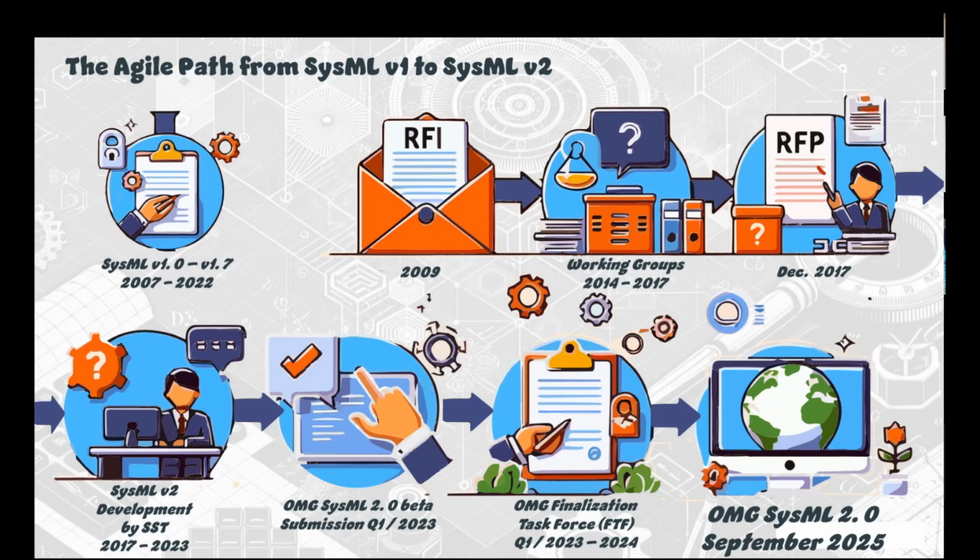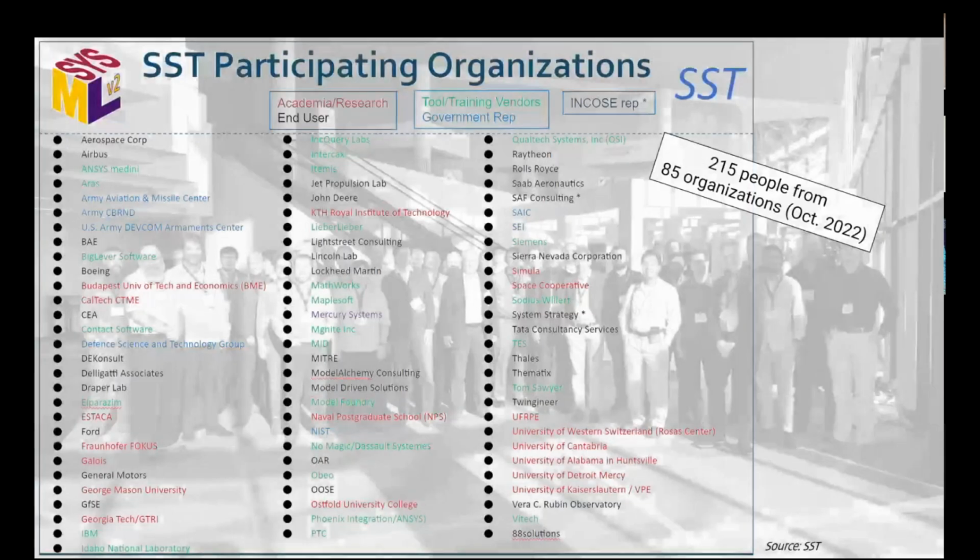So who's behind that? Well, the members of the OMG and the people from the SysML submission team, and this team had more than 200 members from 85 different organizations. So it's really a community effort. It was not an ivory tower of a few people. It's really a community effort, with different organizations from all over the world. Officially, this team ended with the start of the finalization task forces in 2023.